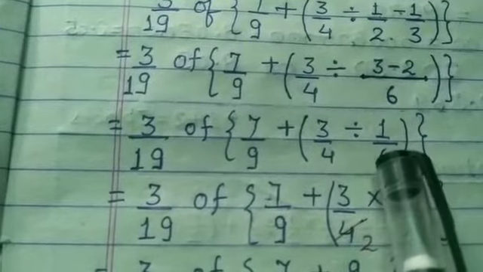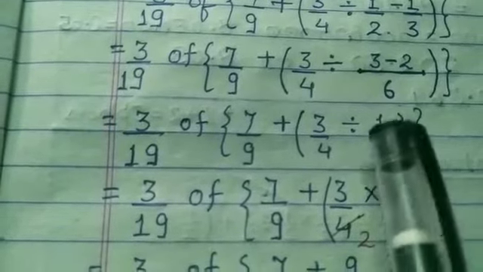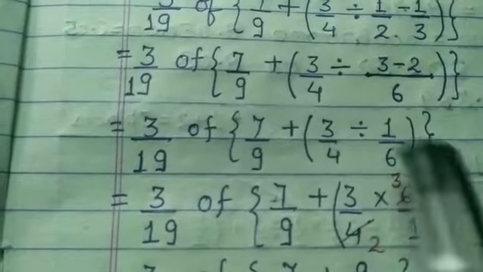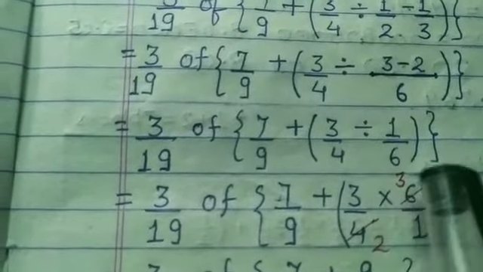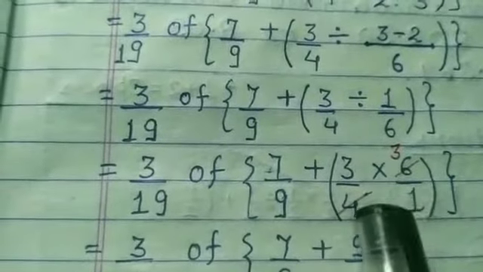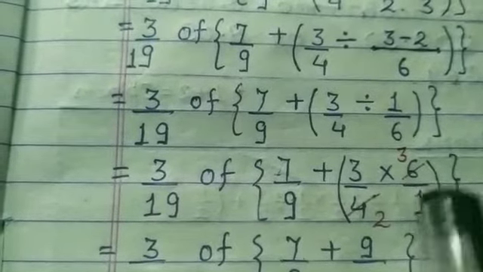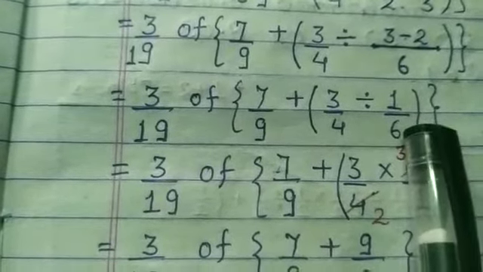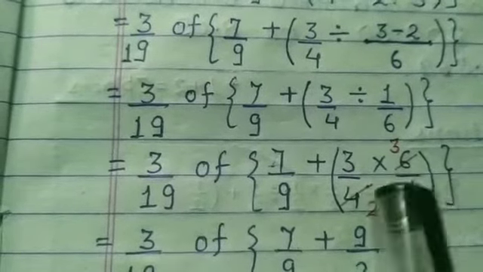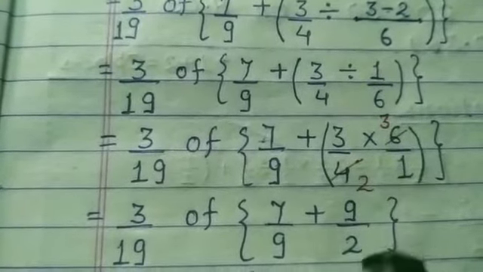As we have earlier discussed the rule of division of fractions, we will replace the sign of division by the sign of multiplication and take the reciprocal of 1 upon 6. So 3 upon 4 multiplied by 6 upon 1. 6 upon 1 is the reciprocal of 1 upon 6. Now reduce 6 and 4 to their lowest terms. 3 3s are 9 and 2 1s are 2.